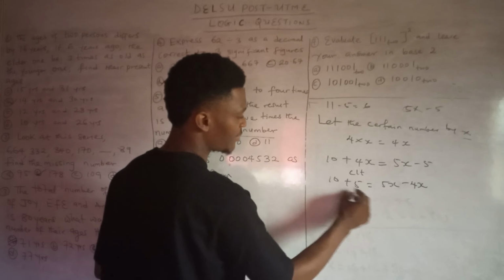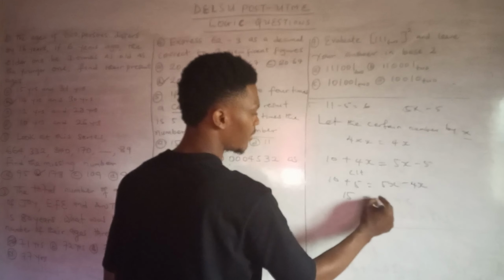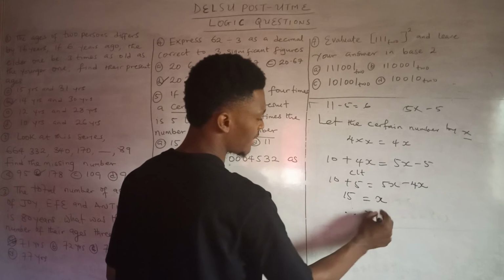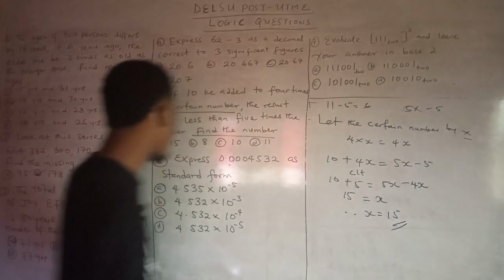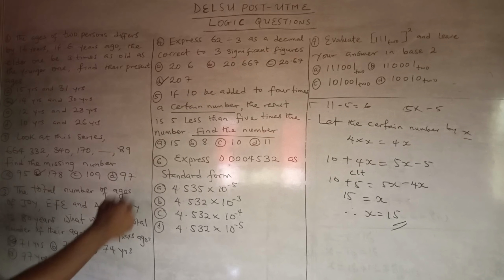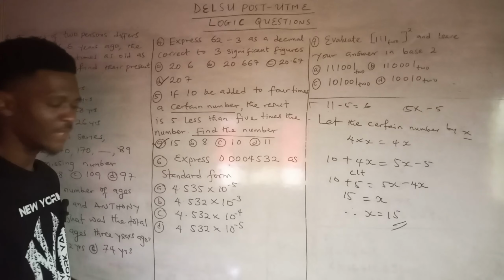10 plus 5 is what? 15, equal to 5x minus 4x is x. So therefore our x is equal to what? 15. So the answer to the question is 15, which is option A.